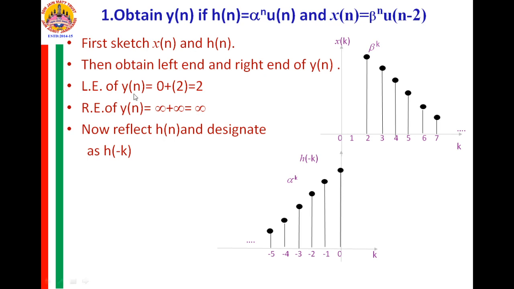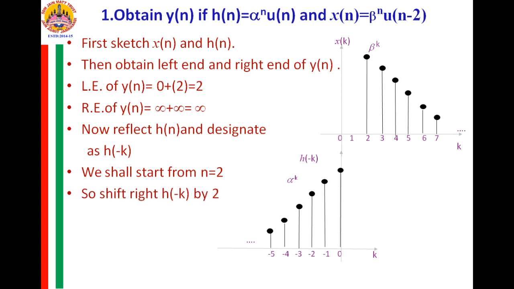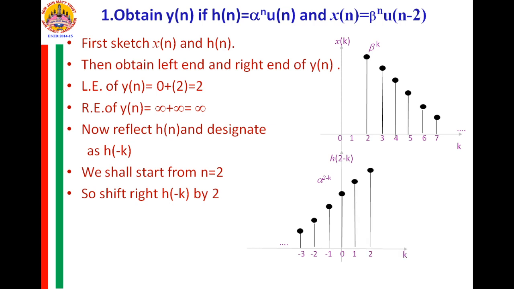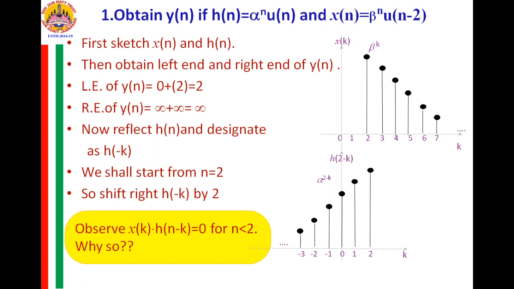Since we have already obtained the left hand of y of n, let us start from n is equal to 2, because you can observe here easily that even up to 1 there will be no overlapping between x of k and h of 1 minus k, and the product will be equal to 0. And if you shift right this h of minus k by an amount of 2 to obtain h of 2 minus k, and if you resketch this h of 2 minus k, what is your observation?